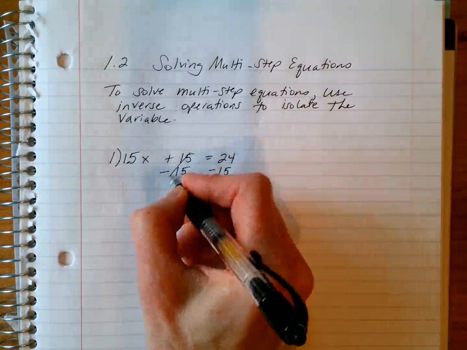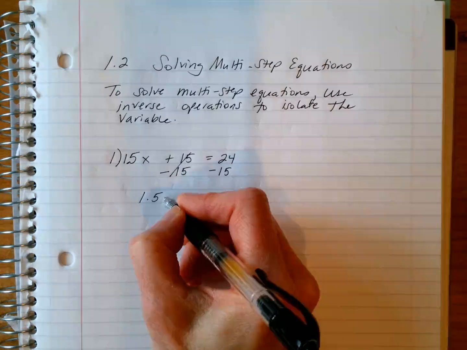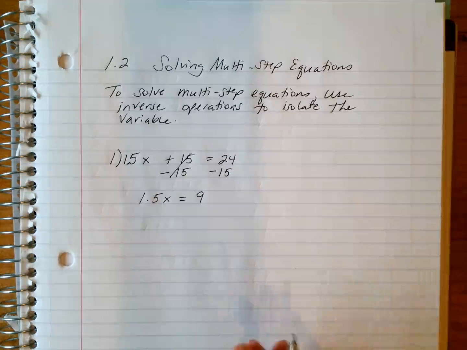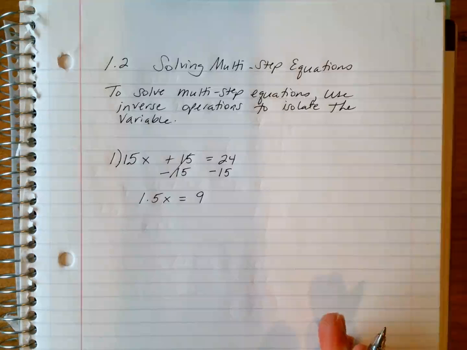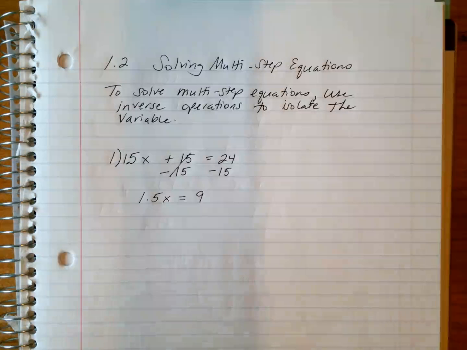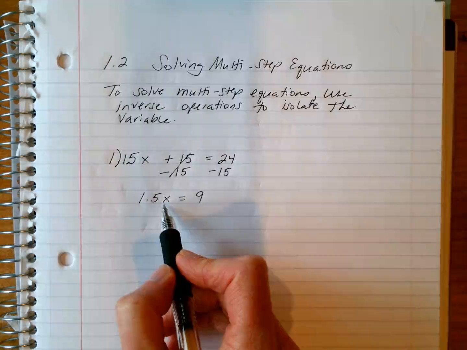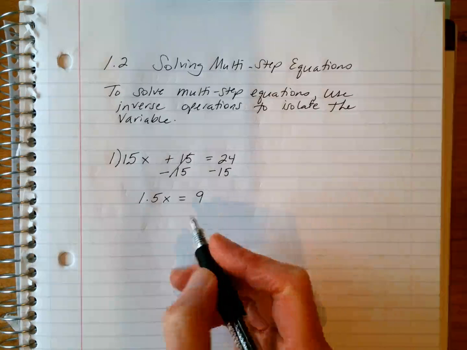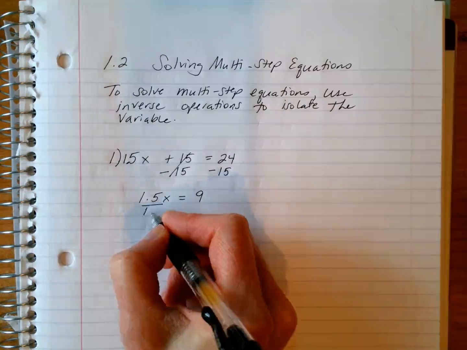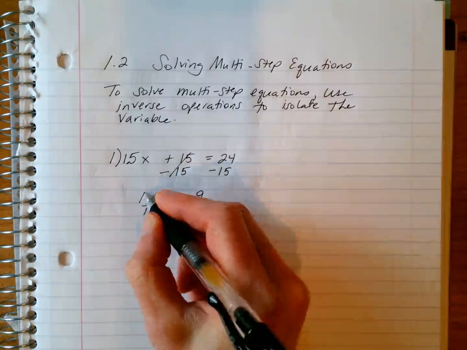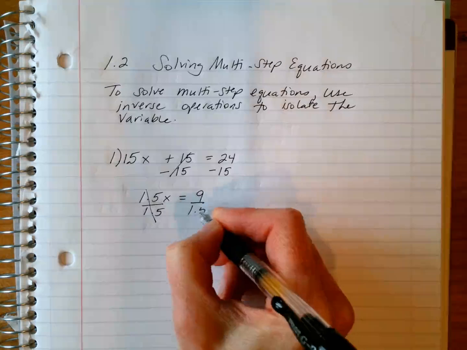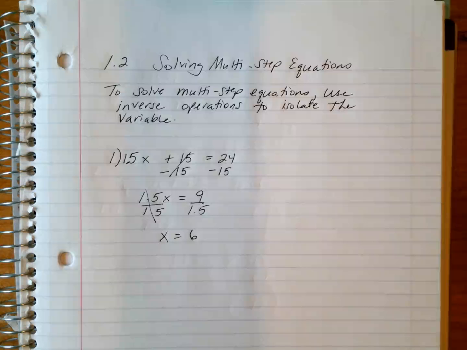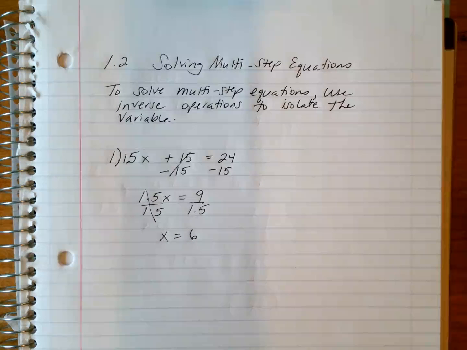So I end up here with 1.5x equals 9. Now I'm down to a one-step equation that we saw in the last lesson. I can see that 1.5 is being multiplied by x. To undo that, I need to use the division property of equality. Divide by 1.5 to get x essentially by itself. Divide by 1.5 on the other side. When I simplify, I will get x equaling 6 for this problem.